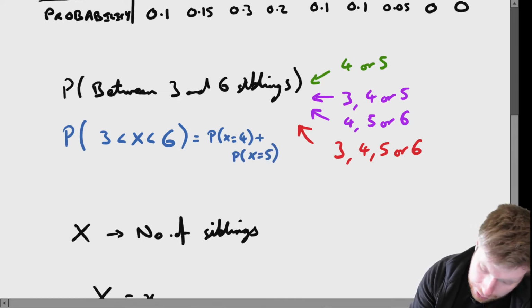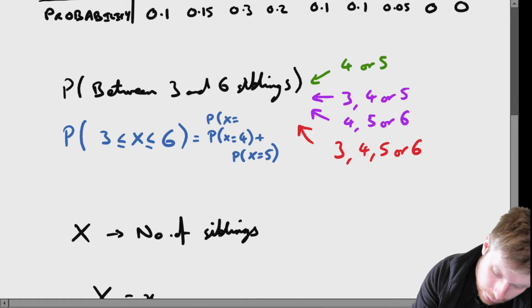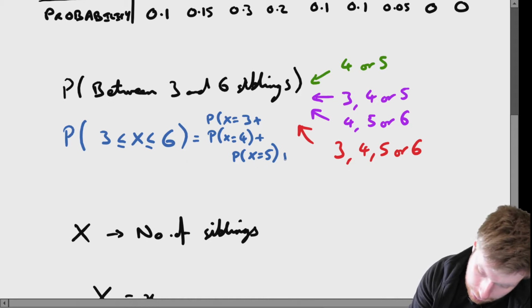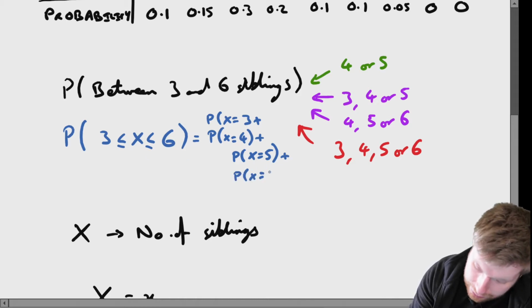But if I happen to write this down instead, then I'd also have to add in the probability that x equals 3. And if I'd also add in the 6 as well, then I'd also have to include the probability that x equals 6 as well as that.